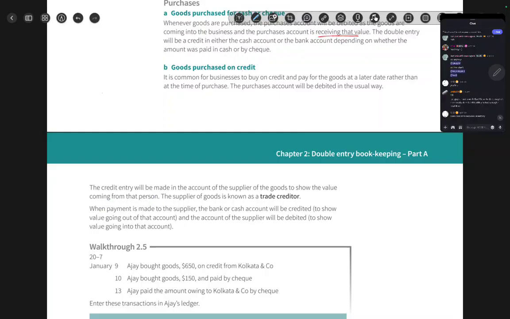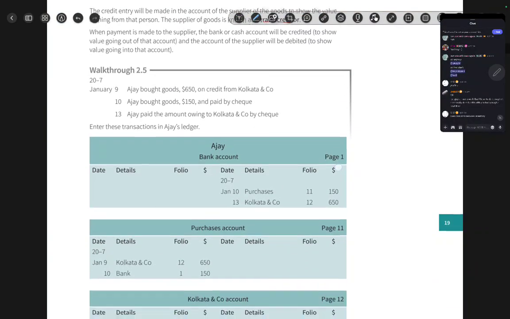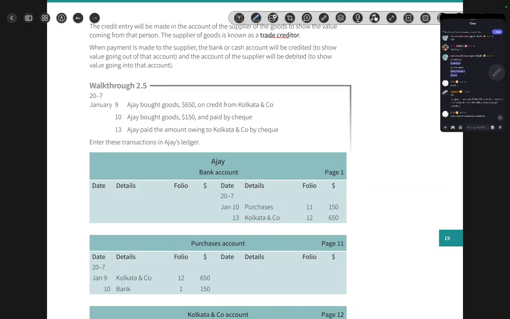The supplier is known as a trade creditor or trade payable, because it's a liability and you have to pay them money. When the payment is made, the cash or bank will be credited and the account of the supplier will be debited. Now let's look at the example here to understand it better, because I literally just read this and didn't really explain it. Ajay bought goods on credit, meaning he didn't pay yet, so there will be no bank or cash involved. Instead, we will use Kolkata and Co.